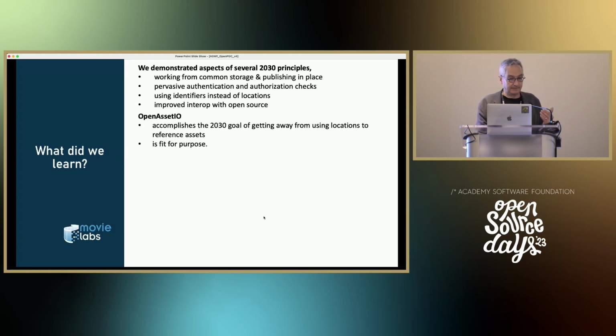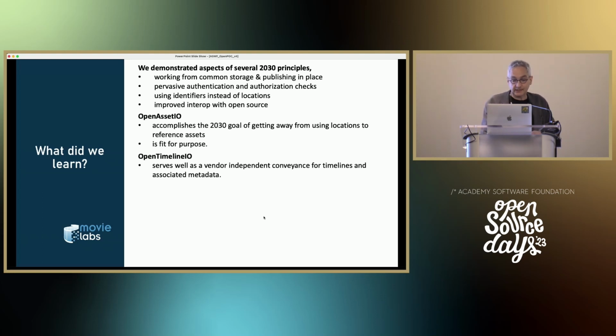OpenAssetIO, we were interested in it because it lined up very well with the MovieLabs vision of getting away from using file locations and file paths for all the references. It did that. It worked. It was fit for purpose. It was easy to work with. We didn't find hordes of bugs or anything. OpenTimelineIO was, I think, the same. It did what it was advertised to do, and it did it well. It worked as a vendor-independent conveyance for timelines and associated metadata.